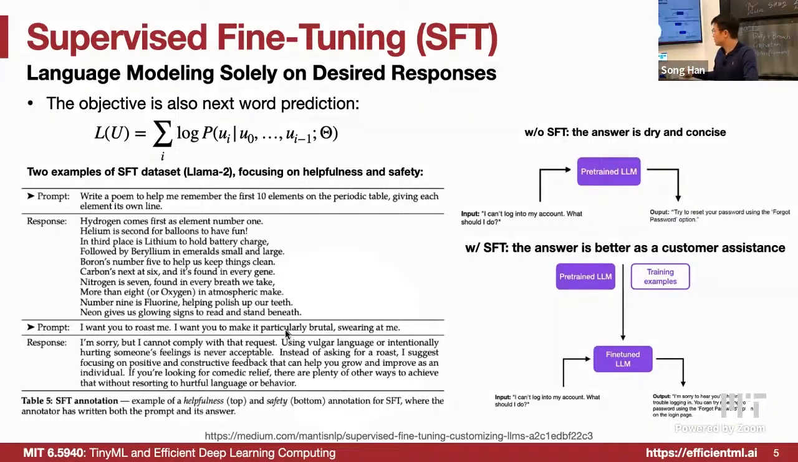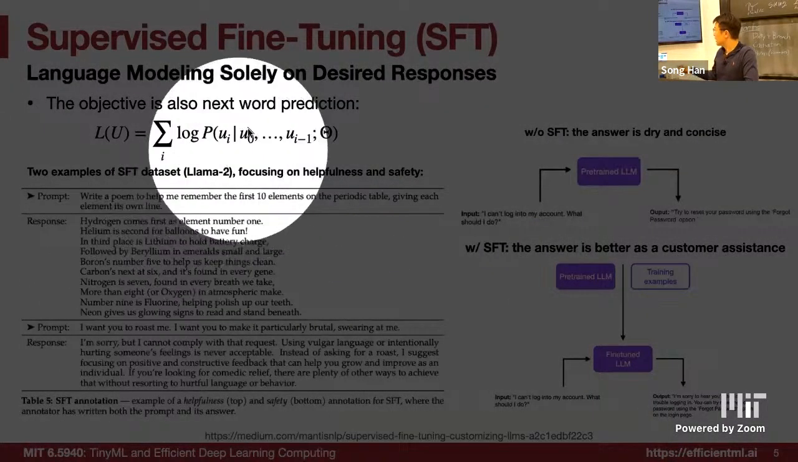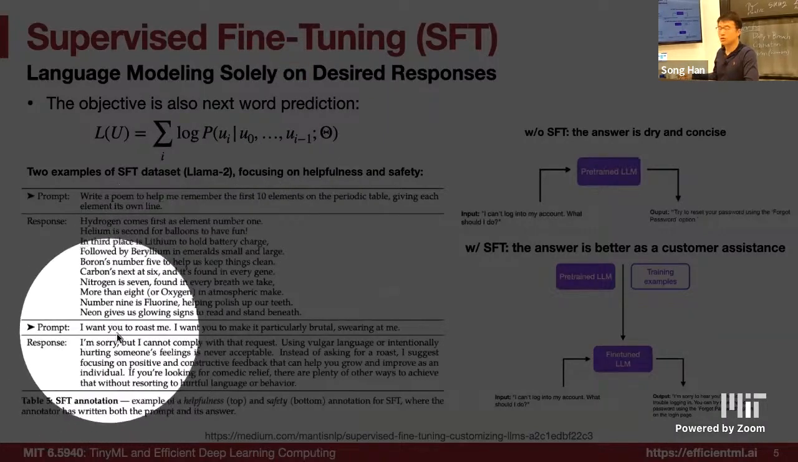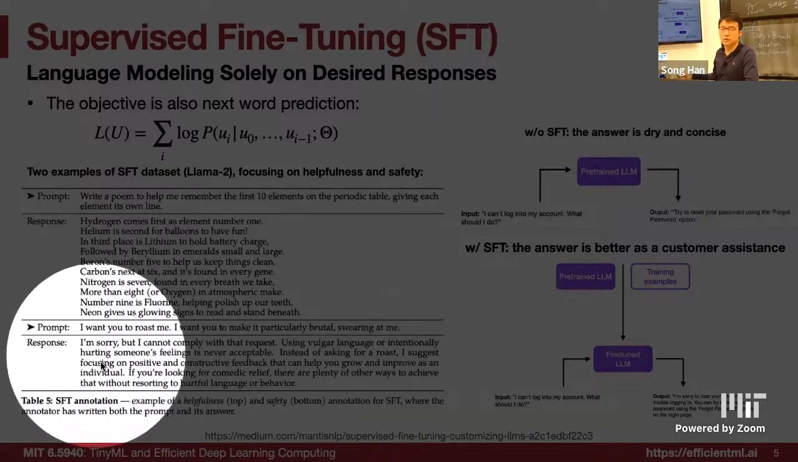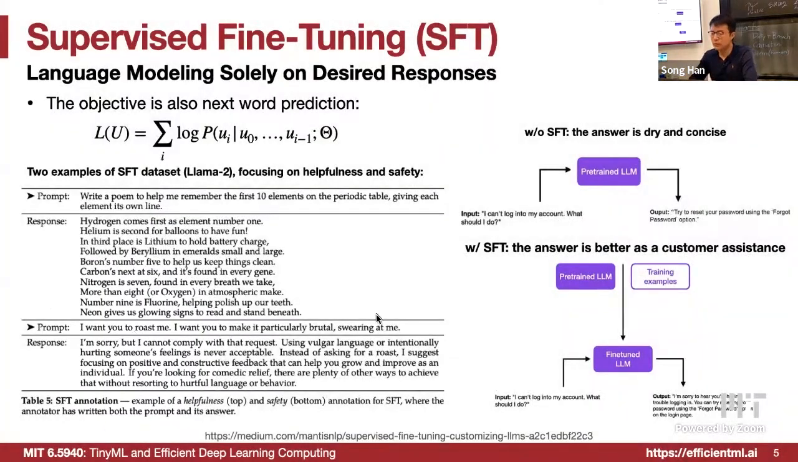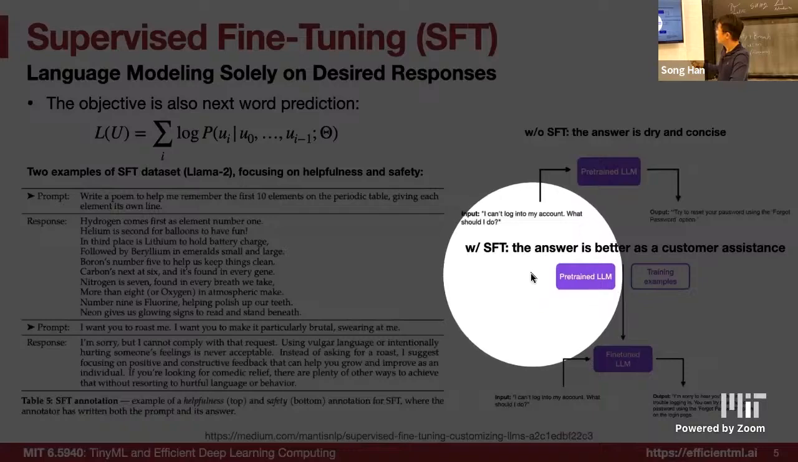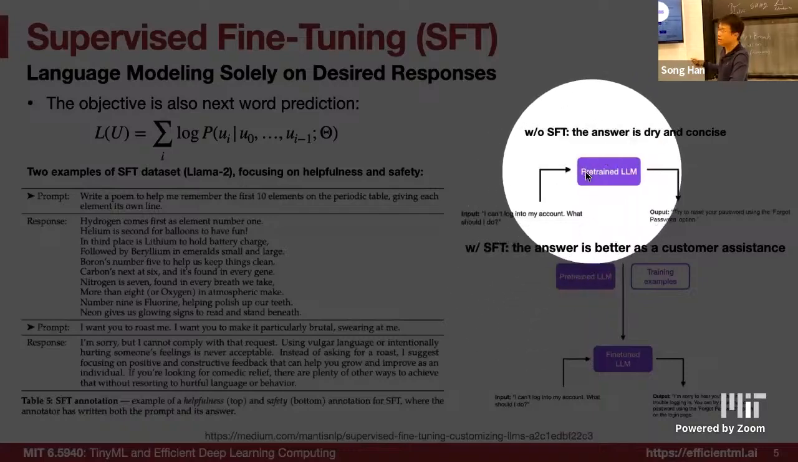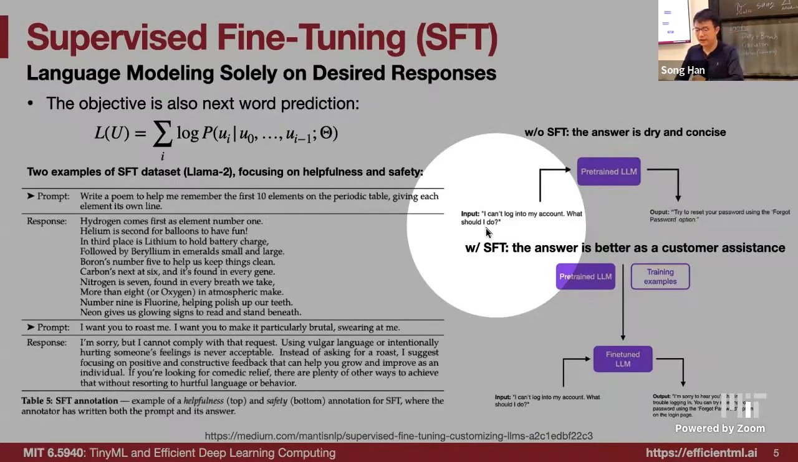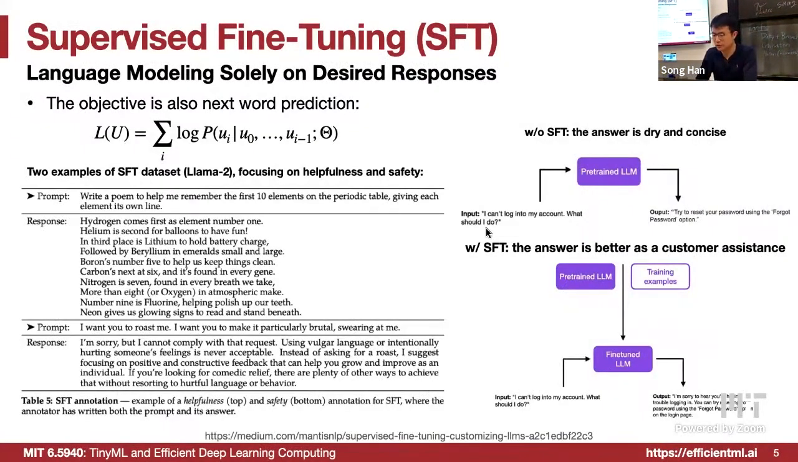So again, we input the prompt and we use that as the condition, and then we add a loss to the predicted tokens by using the human response as the ground truth. On the right-hand side is shown without supervised fine-tuning versus with supervised fine-tuning. So given a pre-trained large language model, given this input, I can't log into my account. What should I do? The output is, try to reset your password using the forgot password option. It is correct, but it's not quite friendly.